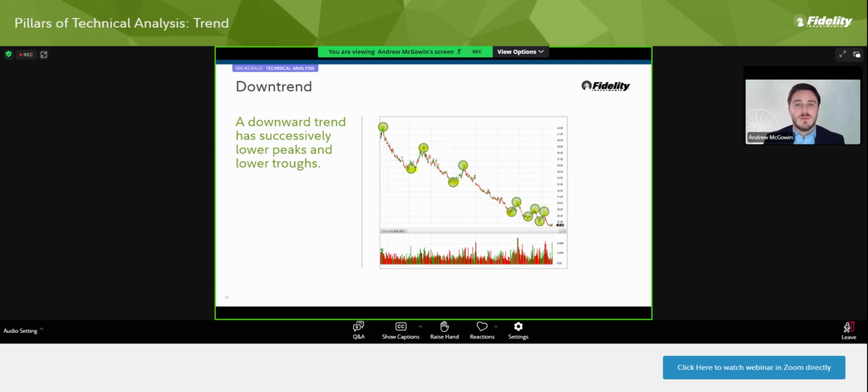Now, does that mean that people have to be long or short at any moment in time? And if there's an uptrend, then we are long. If there's a downtrend, then we are short. Not by any means. But at the very least, the downtrend is a good warning sign if you were long.